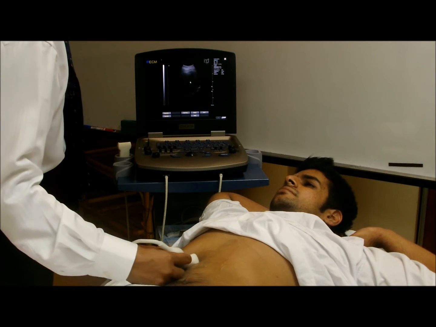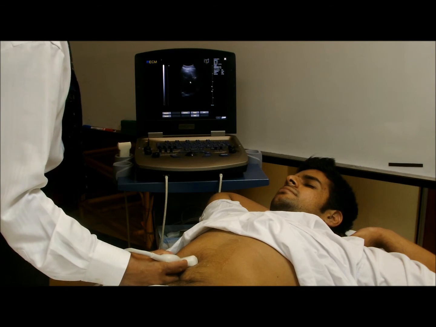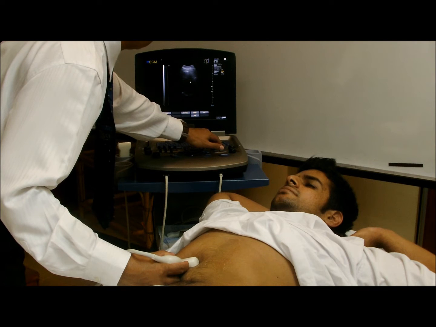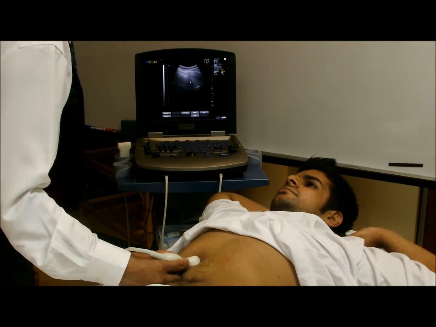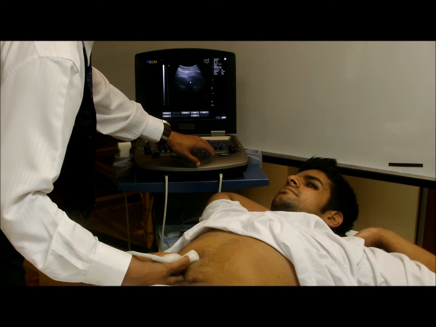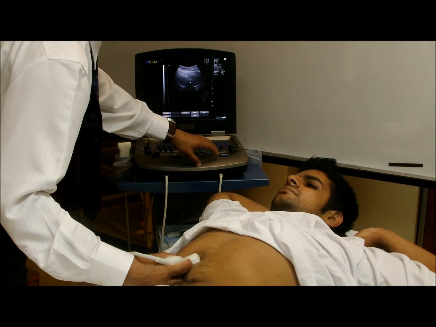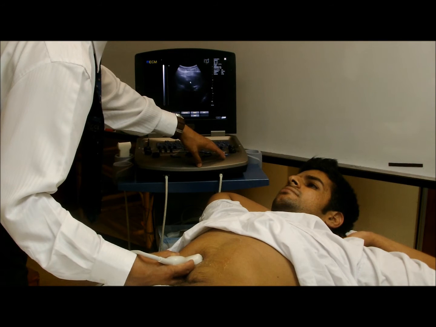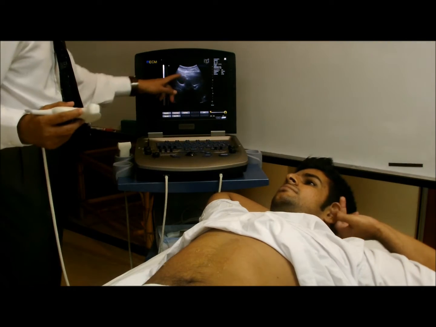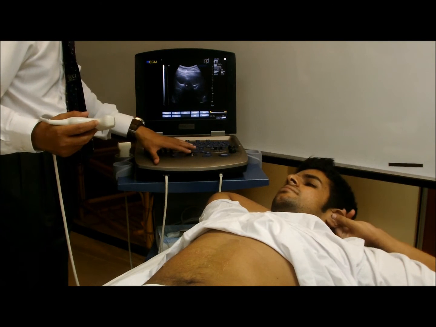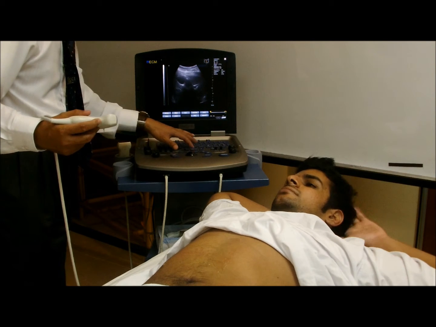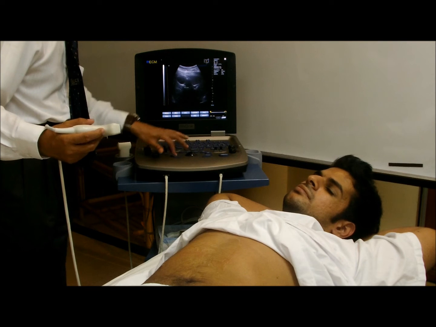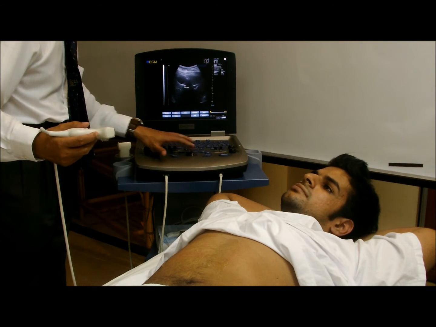Along the way, when you explore the liver, you can see the gallbladder as well, and you can measure the wall of the gallbladder, like here, and see whether there are any stones inside. So here is the gallbladder, and you could measure the wall thickness, which should not be more than 4 millimeters. If it is more than that, then you are thinking of acute cholecystitis.